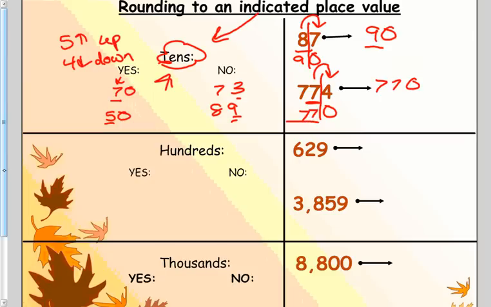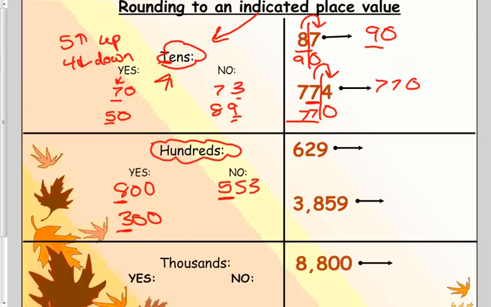Let's try the hundreds place. Again, if my indicated place value is the hundreds, that means that I am going to have a number in the hundreds place and then have zeros after that. So the number 800 is rounded to the hundreds place. The number 553 is not, because there is a number in the hundreds place, but then after it we've got numbers and not 0. Let's try another one. The number 300 is rounded to the hundreds place. There's a number in the hundreds place and then there's zeros after it. The number 310 is not rounded to the hundreds place because we have a number after it instead of just zeros.